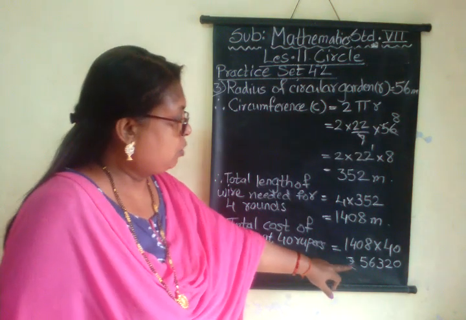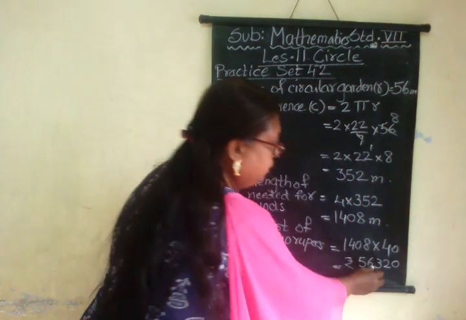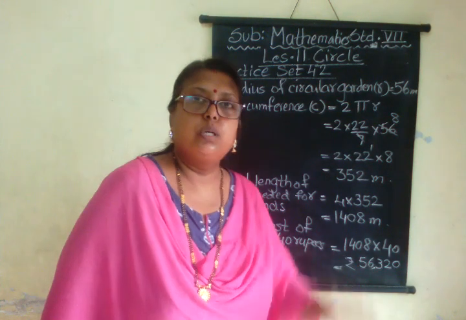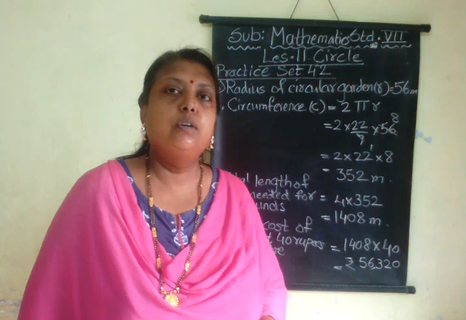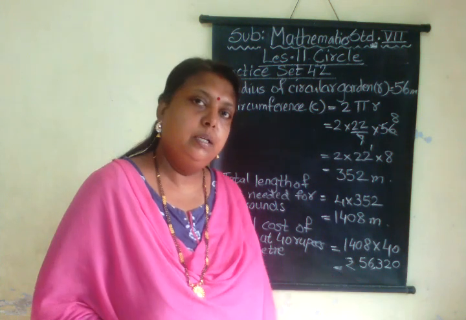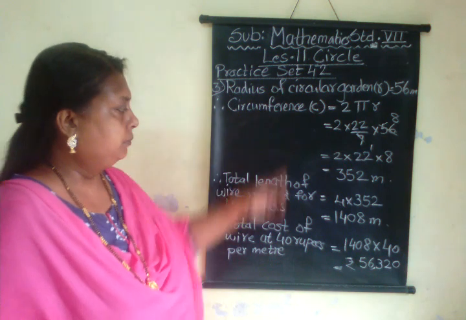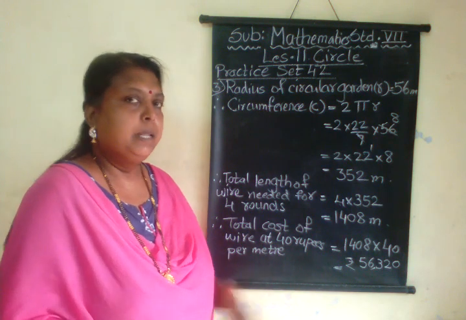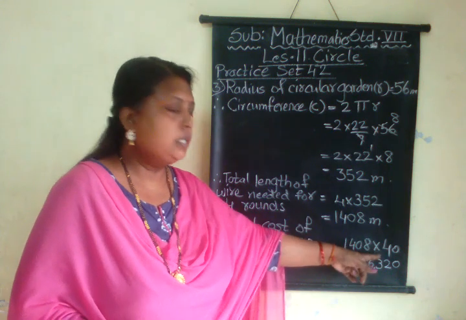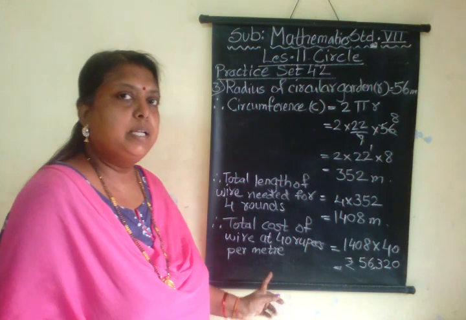How much is the cost now? 56,320. So total cost for the fencing of the circular garden is rupees 56,320. So take down the sum. Very simple sum it is. 4 here is multiplied for the 4 rounds and 40 is multiplied as the rate is given as 40 rupees.